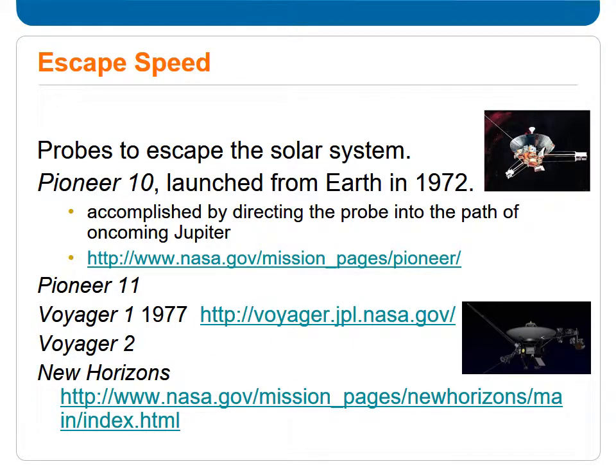So far, 5 space probes have been launched with or have acquired sufficient velocity to escape the Sun. Pioneers 10 and 11 launched in 1972, Voyagers 1 and 2 launched in 1977, and New Horizons launched in 2006.